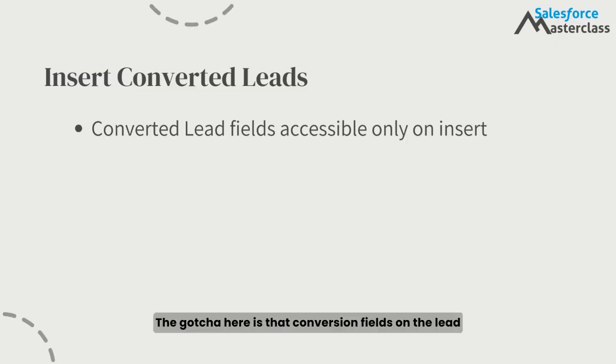The gotcha here is that conversion fields on the lead object are only accessible when you insert new leads. So if you've been given a file that has a list of leads and some of them have been converted and some of them have not, it'll be very important to remember that you can't go back later and update leads with the conversion fields. You'd have to go back and delete that subset of records and reinsert them.